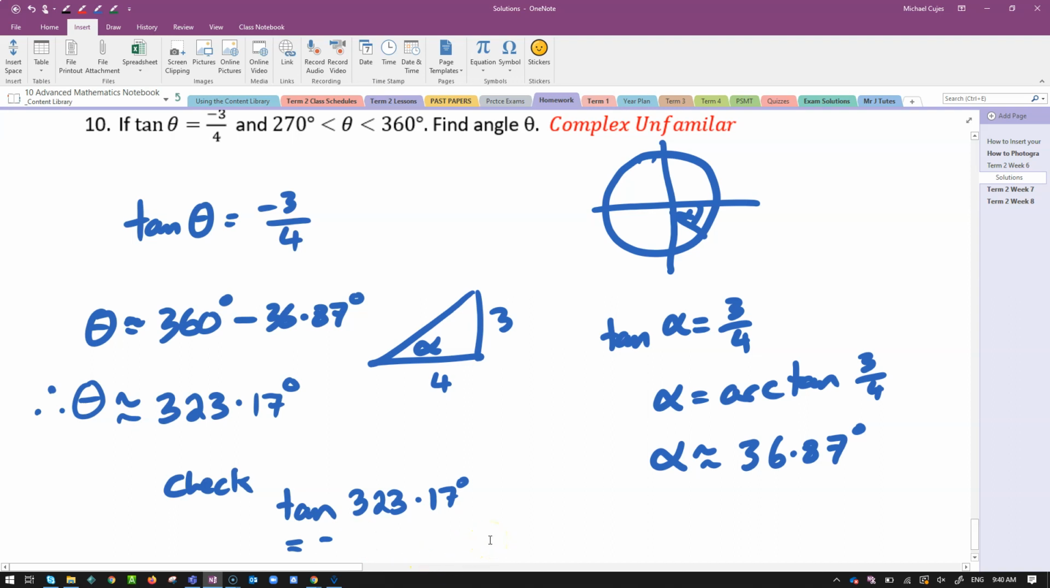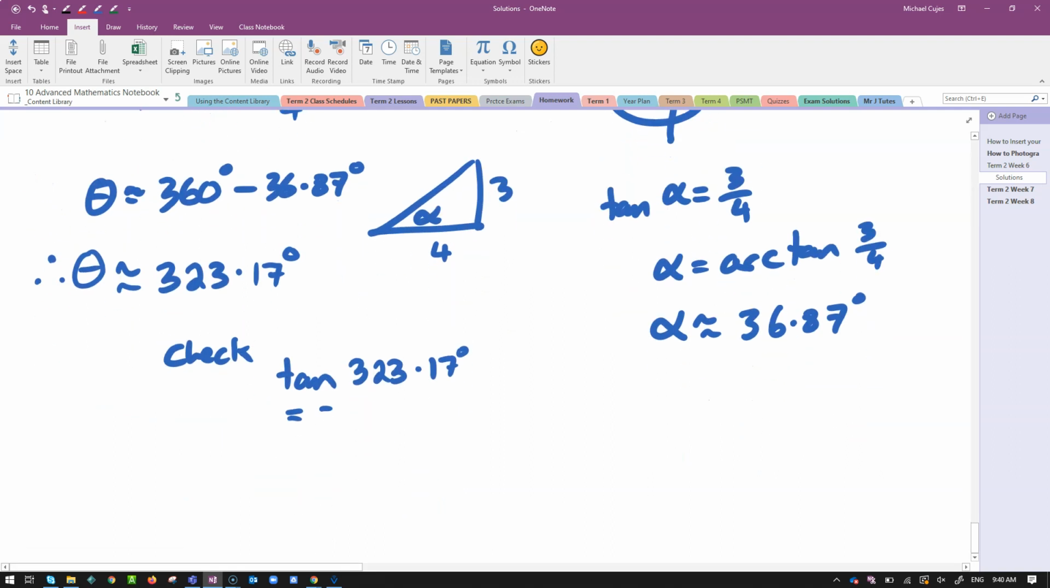So if you type in on your calculator to check, tan of 323.17. Oh, 0.13 was it? Oh, I wrote 17. Yeah, it is 323.13. Absolutely. So if you type that in, you should get negative 0.75. Is it close? If you do that on your calculator, because we round it off a little bit. On the calculator, do tan of 323.13. Yeah, close enough.